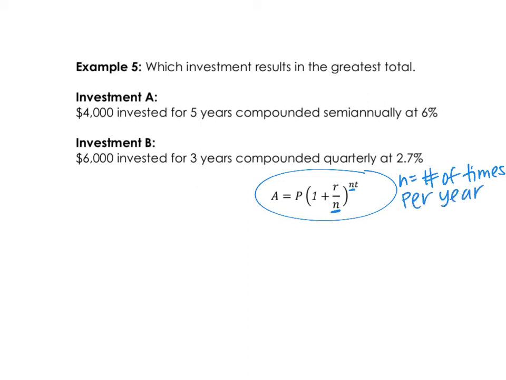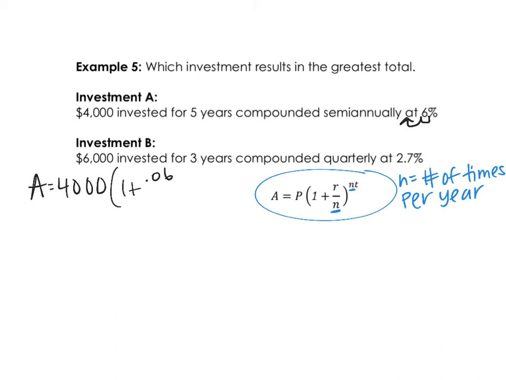So looking at these examples, we're going to try to figure out what that means. It says investment A has $4,000 invested for 5 years, compounded semi-annually at 6%. So let's start to fill out our equation. We're talking about investment A, and it starts off with $4,000, and it says 1 plus, and our rate was 6%. We got to move that decimal over 2 to give us 0.06.